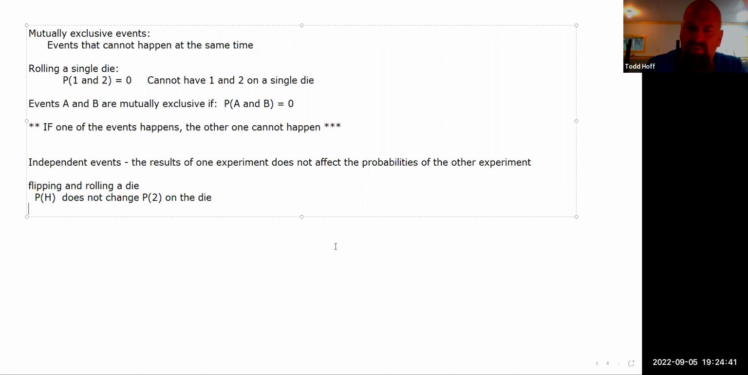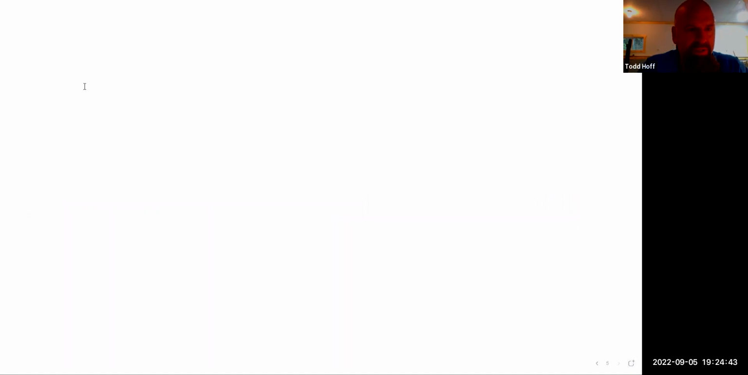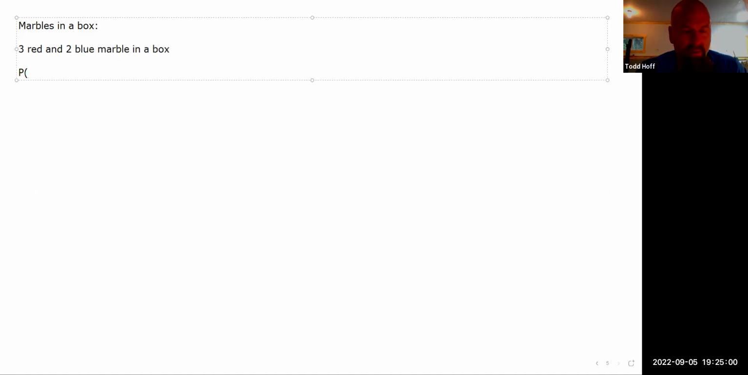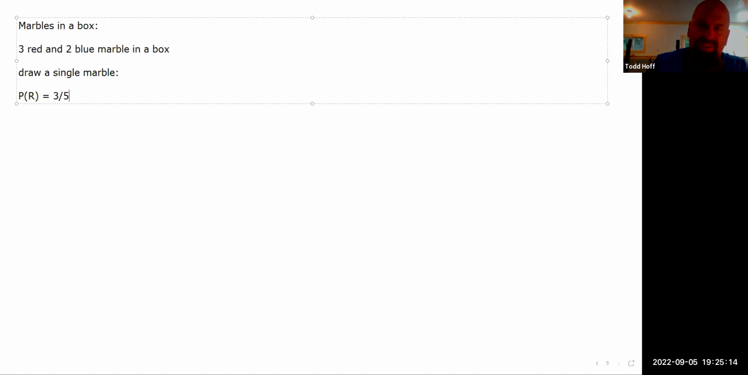Okay. So let's do another example that illustrates independent and mutually exclusive events. The example we're going to look at here is marbles in a box. We're going to have 3 red and 2 blue marbles in the box. Now, if I'm going to draw a single marble, the probability that marble will be red is 3 out of 5, assuming the marbles are absolutely indistinguishable except for color. So you can't reach in and feel the difference.